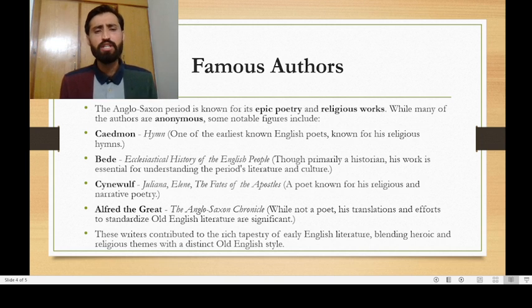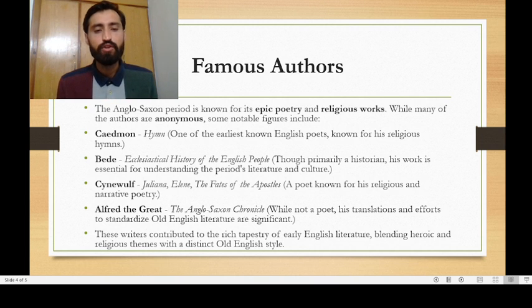The next one is Bede. Bede is famous for the Ecclesiastical History of the English People. Though primarily a historian, his work is essential for understanding the period's literature and culture. If you remember, in the beginning we discussed that the major themes revolve around religion, culture and battles. So the next one is Cynewulf.